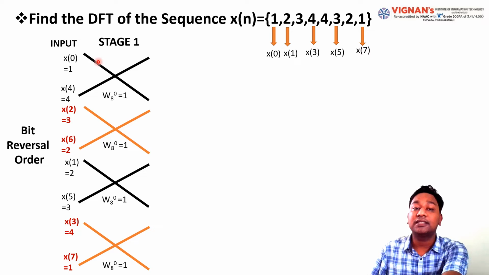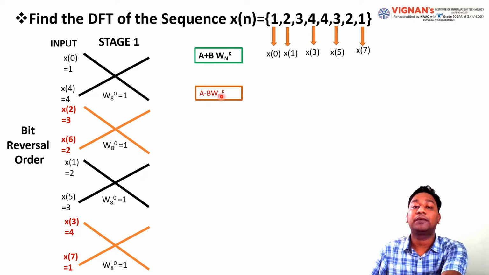So now, in the first stage, the first butterfly's input is 1 and 4. If the Twiddle factor value is 1, then it is simple addition and subtraction in the DIT algorithm. So if the inputs are A and B, then the first output will be A plus B omega n to the power k, and the second output will be A minus B omega n to the power k. From here we have seen that if the value is 1, then it is simply A plus B and A minus B.